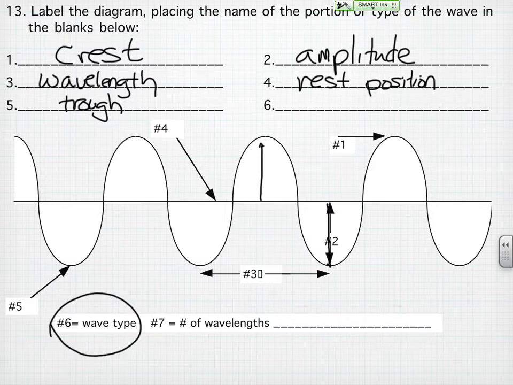Number 6 asked what type of wave was this? Well, if I have crests and I have troughs, it must be a transverse wave. And question number 7 says, how many waves do I have here? 4. How many wavelengths? 3, 4. 3 and a half. 3.75. 4.